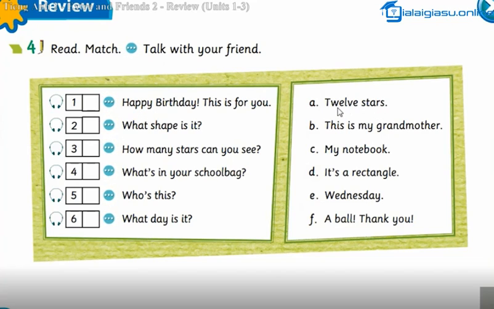12 stars? No. This is my grandmother. No. My notebook. No. It's a rectangle. No. Wednesday. No. A ball. Thank you. Yes. So match with sentence number 1 is letter F.